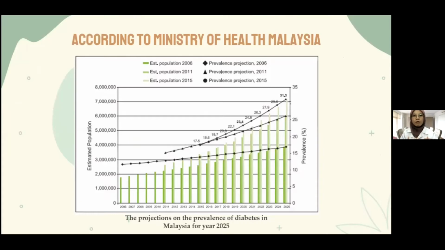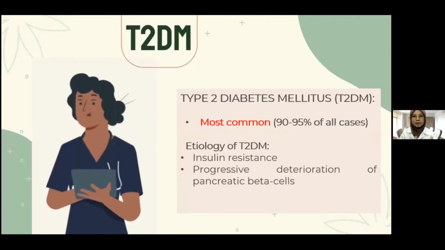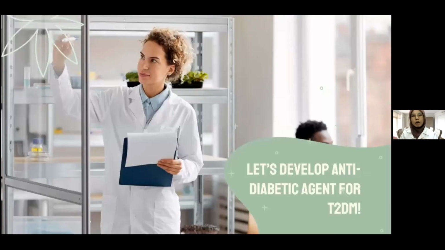Okay, so we will focus on T2DM because it is the most common type of diabetes, with the central etiologies of insulin resistance and progressive deterioration of pancreatic beta cells. Therefore, we, as one of the renowned pharmaceutical companies, need to produce at least one anti-diabetic agent to be distributed to the world, especially in countries with high prevalence of diabetes like Malaysia.